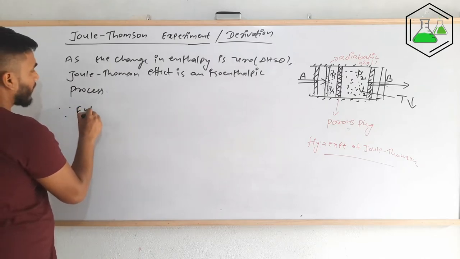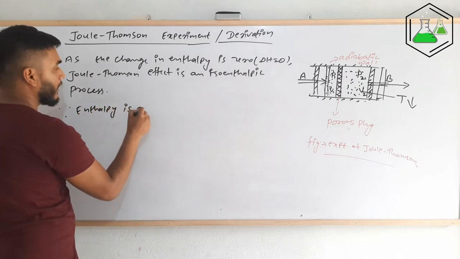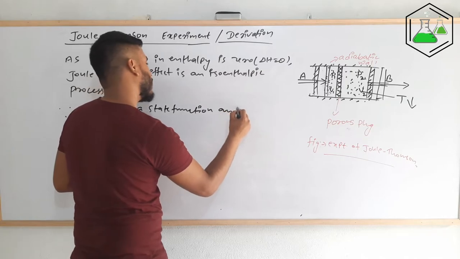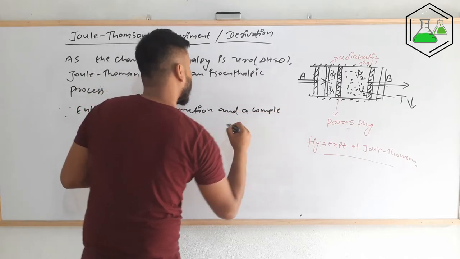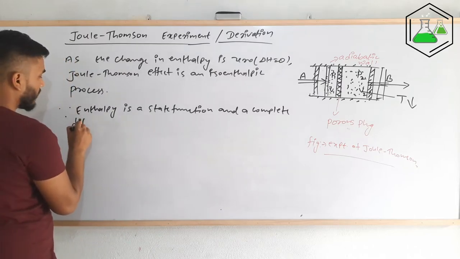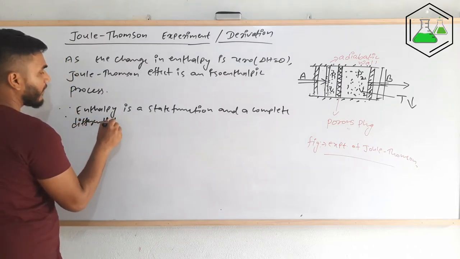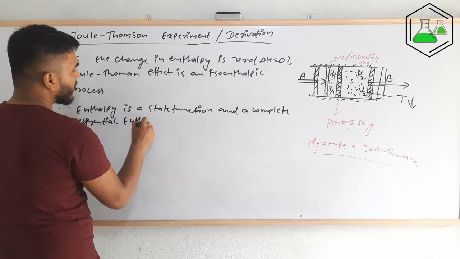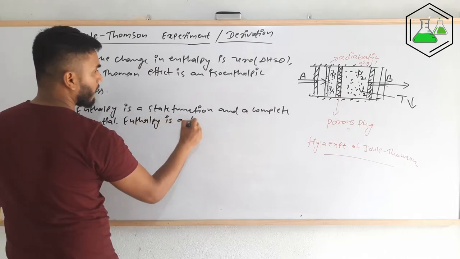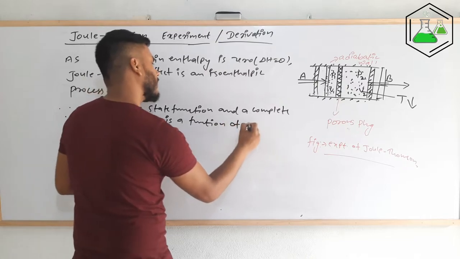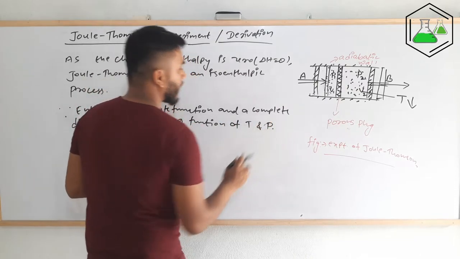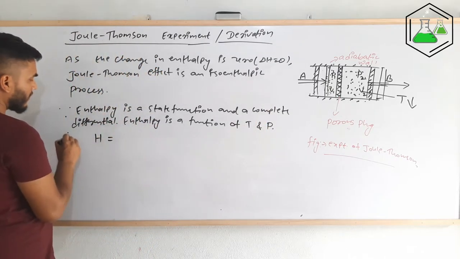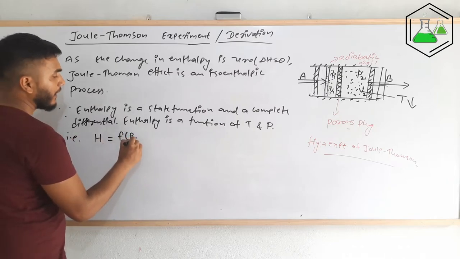Since enthalpy is a state function and a complete differential, we can apply Euler's theorem over here. Also, enthalpy is a function of temperature and pressure. We are considering enthalpy to be the function of pressure and temperature. That means it can be written as, that is, enthalpy is equal to function of pressure and temperature.